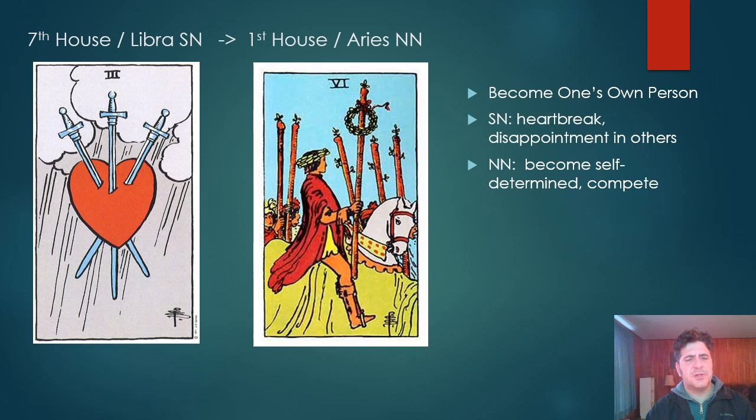Okay, the seventh house or Libra South Node transitioning into the first house or Aries North Node. That's becoming one's own person. So you're moving away from the realm of relationship and learning to focus on your own self-determination. So it's moving away from heartbreak and disappointment in others and learning how to compete in the world, learning how to be a champion, learning how to go after what you want. So that kind of thing.